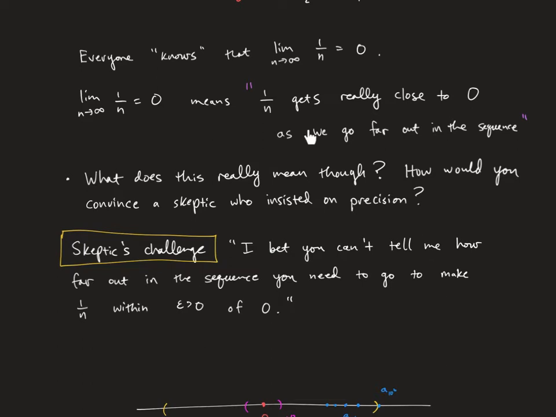Okay, so what this statement again means is, given any epsilon greater than 0 from your skeptic, you have to be able to say how far out in this sequence you need to go. You need to specify a natural number after which your 1 over n's are within the skeptic's epsilon of 0. So you have to satisfy any challenge issued by the skeptic, and show how far out in the sequence to go to make the 1 over n's within epsilon of 0.